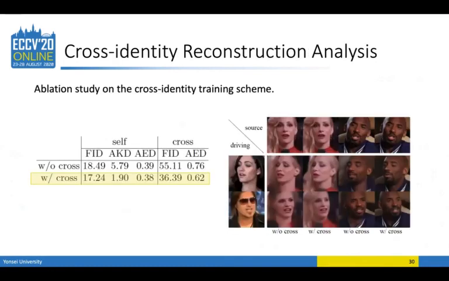We conduct an evaluation study on the cross-identity training scheme. When using cross-identity training, our method gets a performance gain in both quantitative and qualitative results.